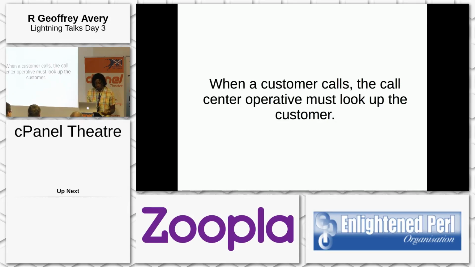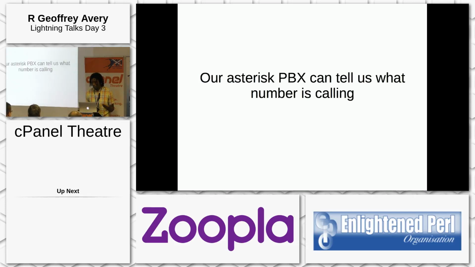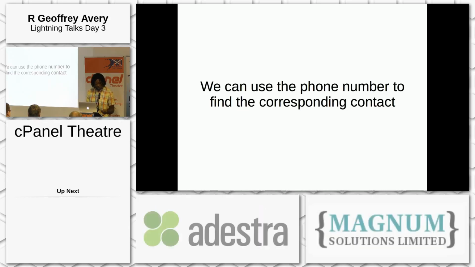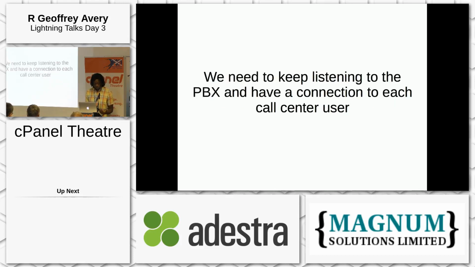Recently, we've been working on a new project, and one of the things that we were thinking about is when a customer calls a call center operative, our operative has to look up the customer. We also have an Asterisk PBX, which constantly tells us all the phone numbers that are coming in and out, and who the incoming calls are. Now, we have access to the phone number, and if we can use the phone number to look up the customer, and then actually give that information straight to our call center operative, which will let them find out who they are faster. So, what we needed was something that could continually listen to the PBX and have a connection to each of the call center users.